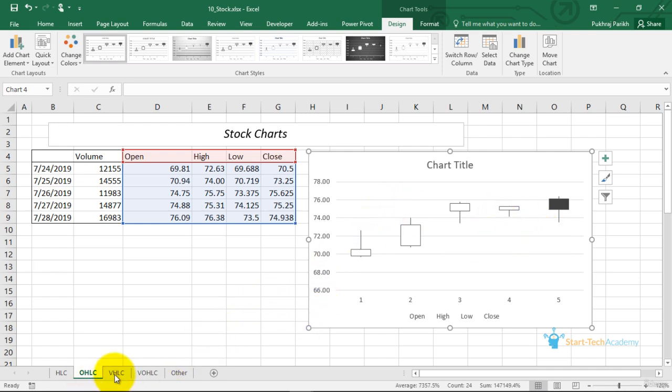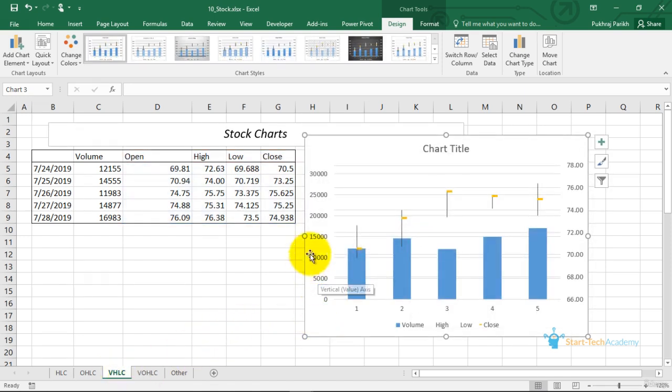The third option is the volume high-low close chart. So the first one was high-low close. In this chart there is additional information of how much volume of that particular stock was traded on that particular day. That additional information is depicted using these columns, and since it has 2 types of information, the quantity of stock traded and the price of stock during the day, it will have 2 scales, one for the volume and one for the price.